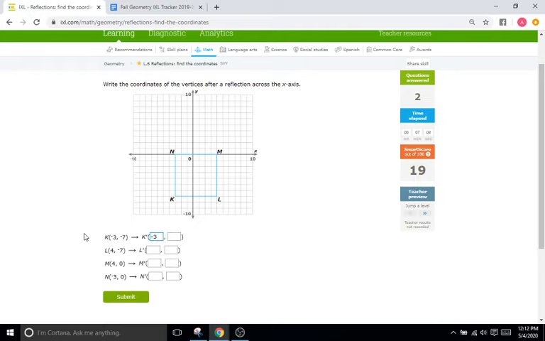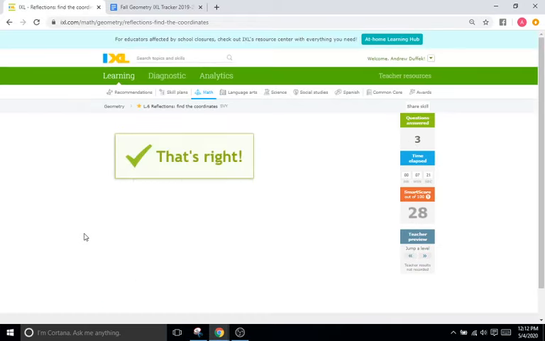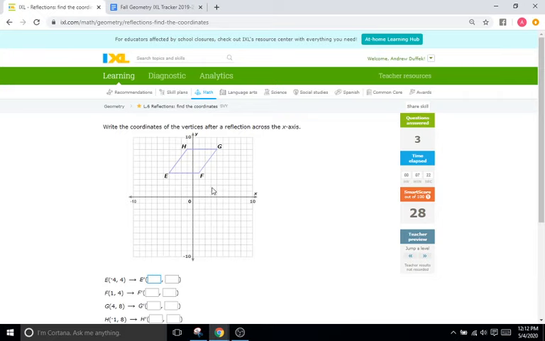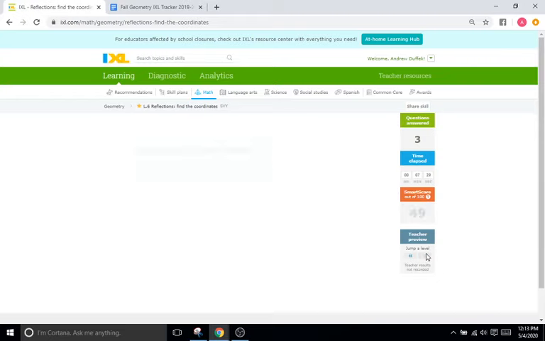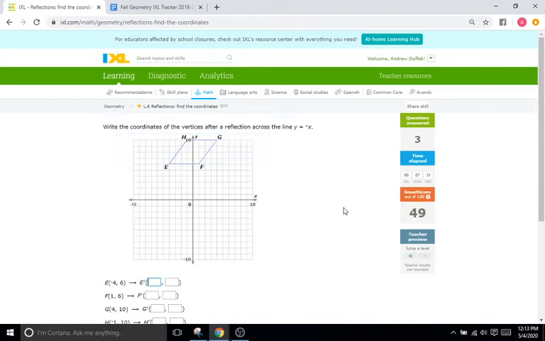So negative 3 stays the same, but negative 7 becomes positive 7. 4 stays the same, but negative 7 becomes positive 7. 4 stays the same, 0 becomes 0. Negative 3 stays the same, and 0 becomes 0 as well. Good. Okay, x-axis, so I'll skip these now that you know the rule. X would stay the same and the y changes. Jump a level to 49.